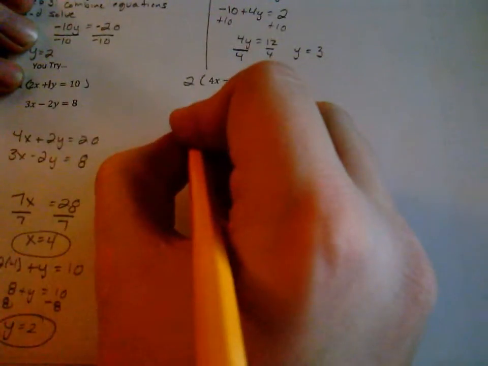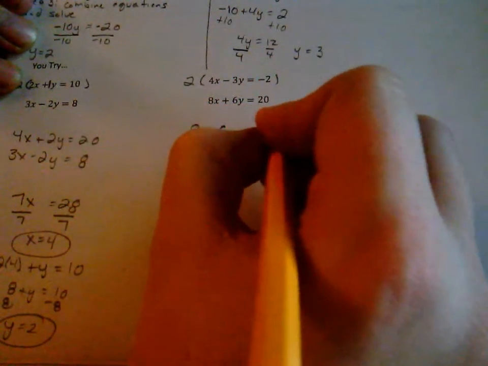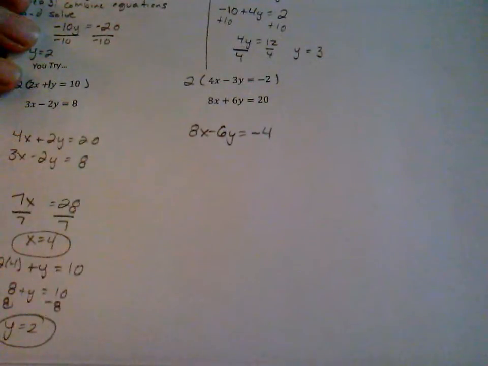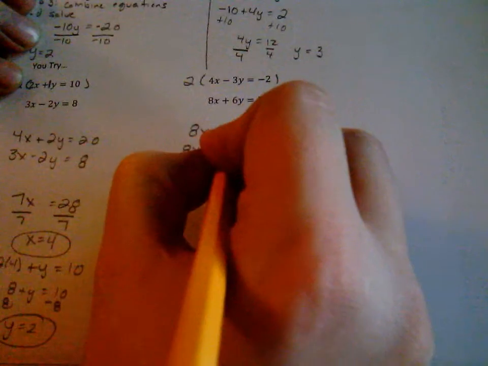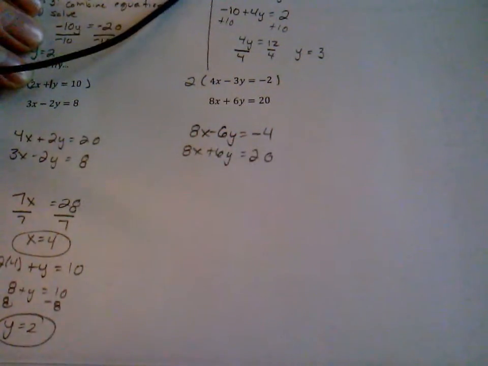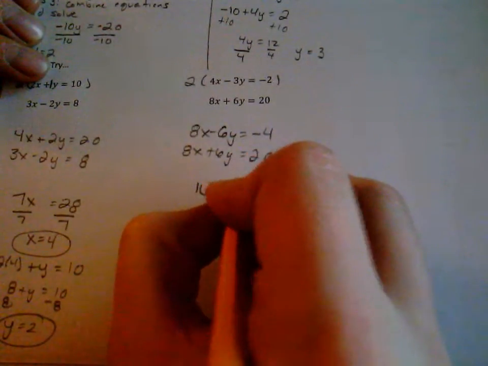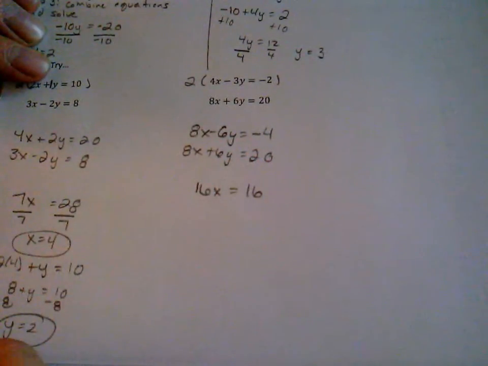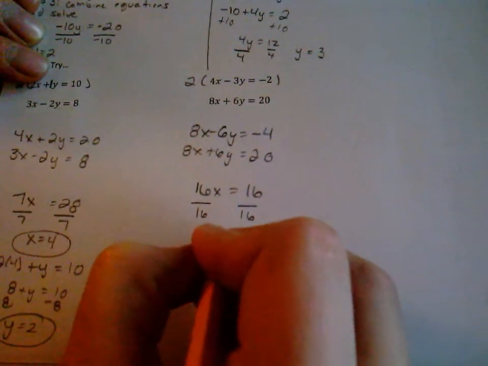When I do that, I'm going to get 8x minus 6y equals negative 4. Bottom doesn't change. 8x plus 6y equals 20. Combine everything together. 16x equals 16. Divide by 16. X gives you 1.